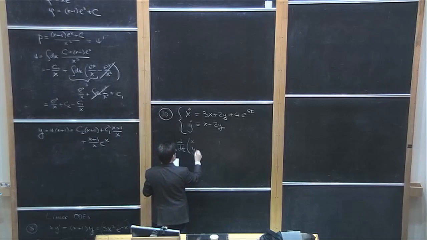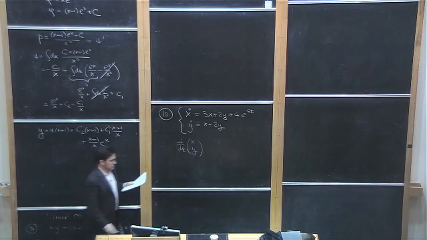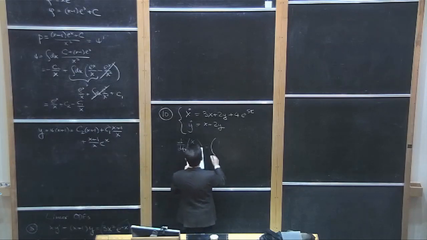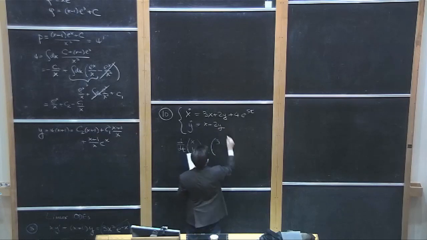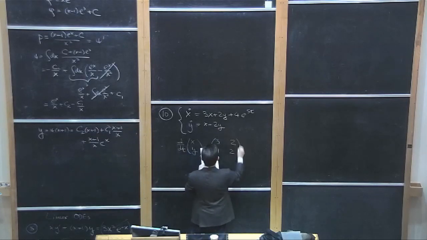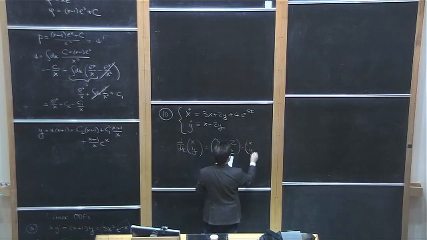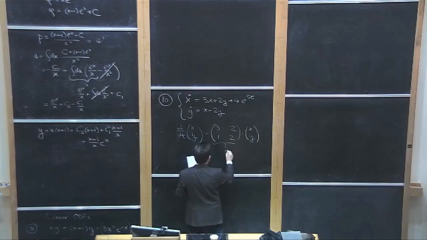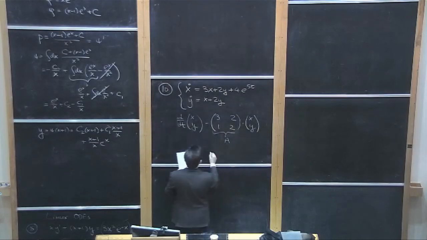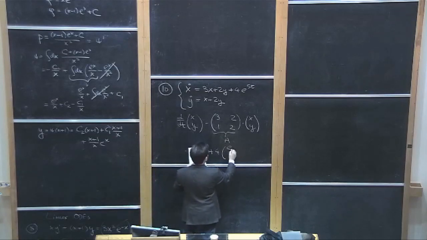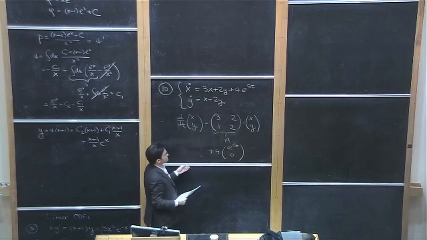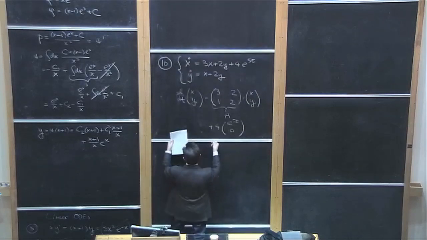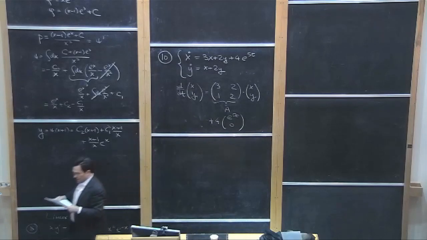So what is this really? This is d by dt of the vector (x, y) equals the matrix (3, 2; 1, 2) dotted with (x, y), right? That's our matrix which we tend to call A, plus the right-hand side, which is 4 times e to the 5t, and 0. Okay? So that's the system we have.